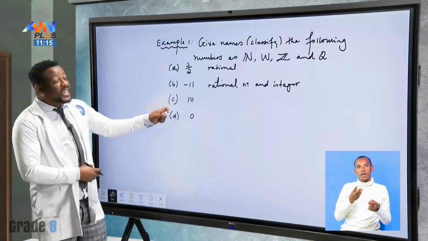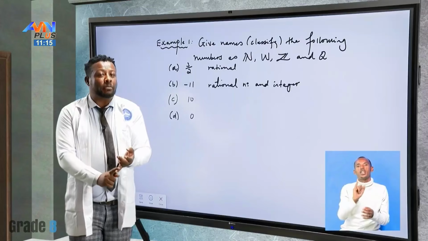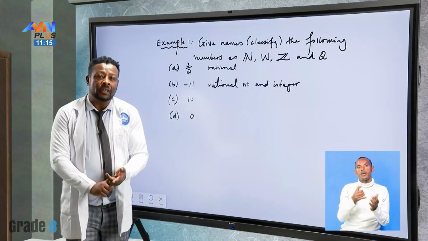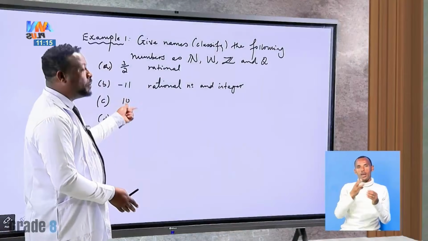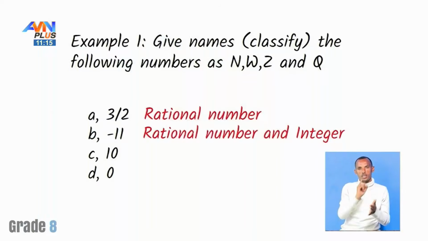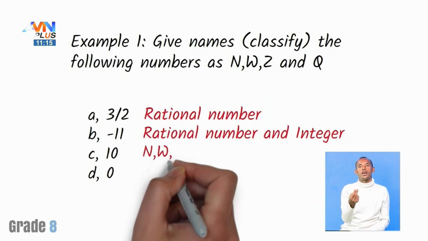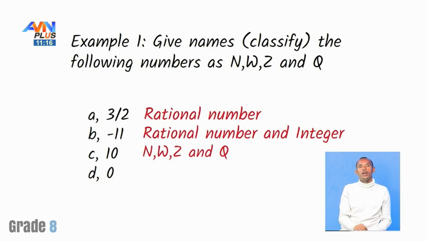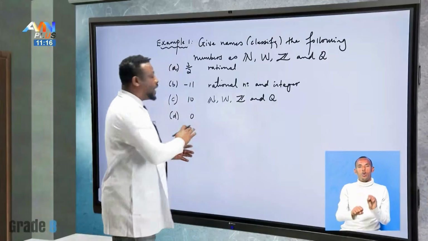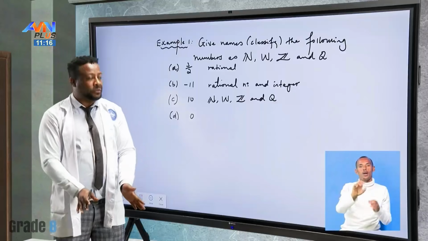When we come to the C case, in C we have number 10. 10 is obviously a natural number. It's a whole number. It's an integer. It's a rational number. So we can give naming. Let's make it short, so I'm using the well-known notation: capital N, W, Z, and Q, right? So 10 can be a member of all those four sets, right?